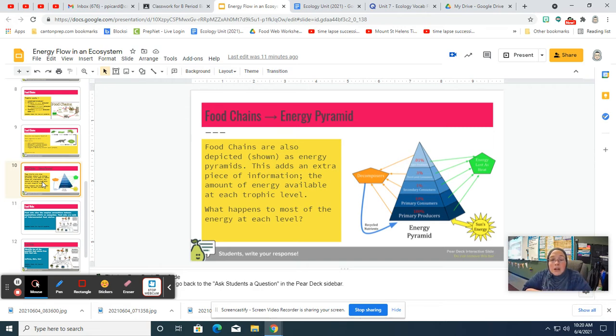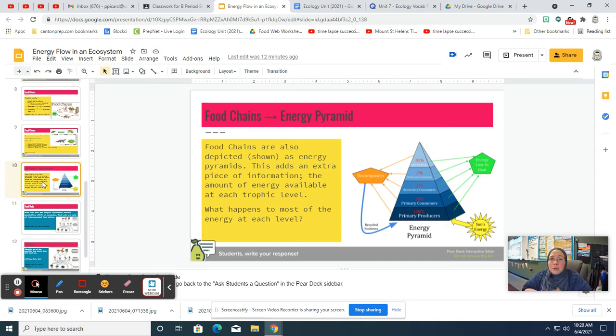Then along comes our chameleon. Our chameleon eats that grasshopper. Of course, that chameleon is going to have to eat a whole lot of grasshoppers. And the chameleon, being a little more complex, a little bigger organism, also has to carry out the same life functions that the grasshopper did. And so it uses up 90% of its energy, and the other 10% is available to be passed on.